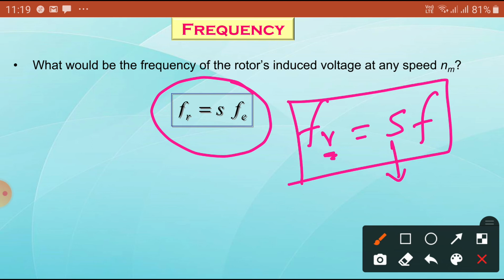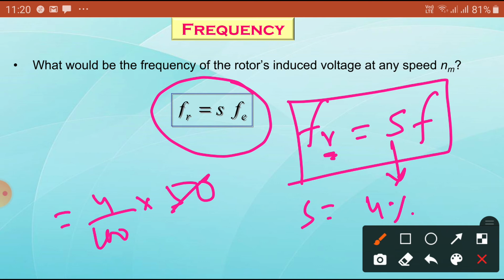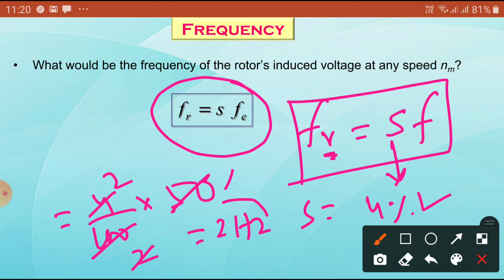Suppose the motor is running at a slip of 4%, then what is the frequency? That is 4 by 100 into 50 Hz. 50 ones are 50, 50 twos are 100, that is equal to 2 Hz only. At a slip of 4%, the rotor is running, and at that condition the current flows in the rotor conductors at a frequency of 2 Hz only, not 50 Hz.